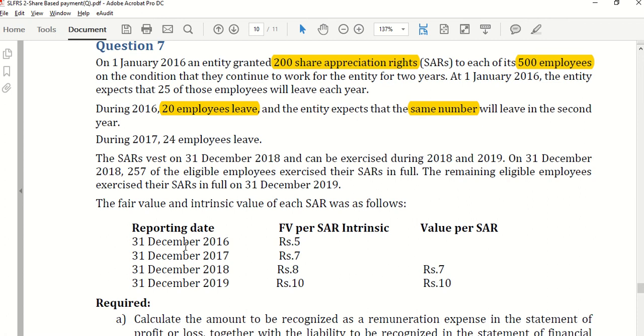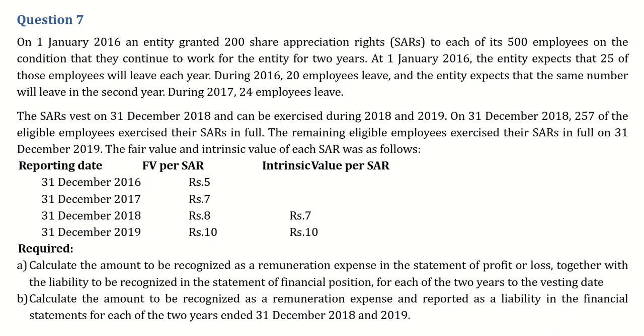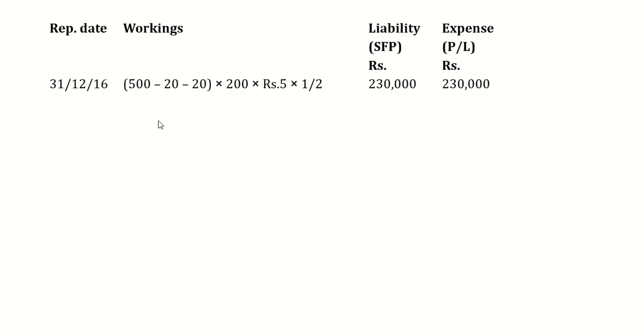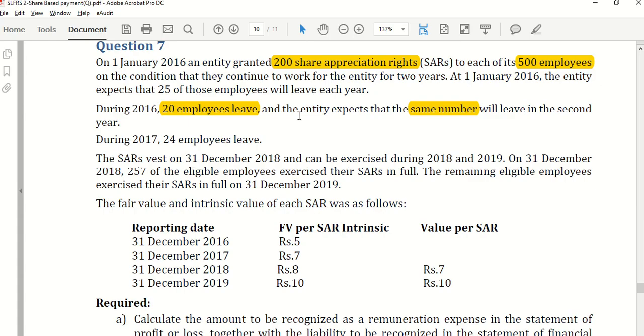Right now we'll calculate the liability for the first year end. How many employees do we have? We have 500 employees, minus 20 who already left, and we expect another 20 to leave. So in total 40 employees will be leaving, right? 500 minus 20 in the first year, and in the second year they're expecting another 20 to go.